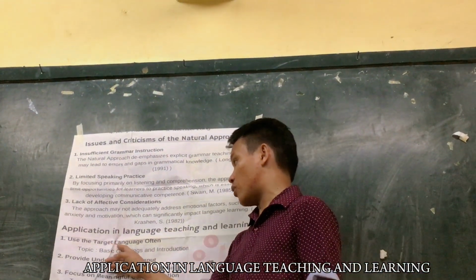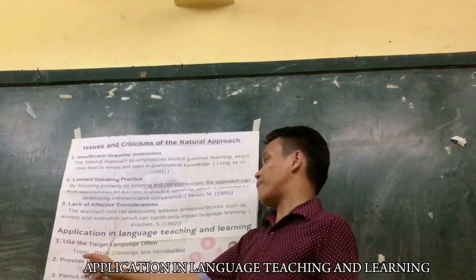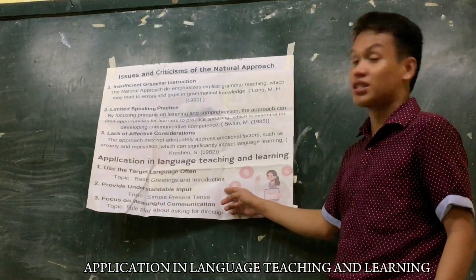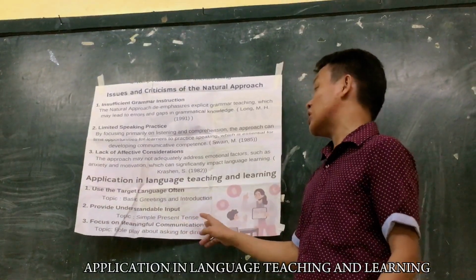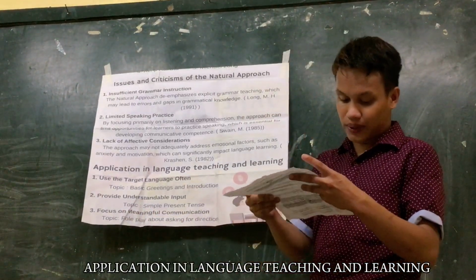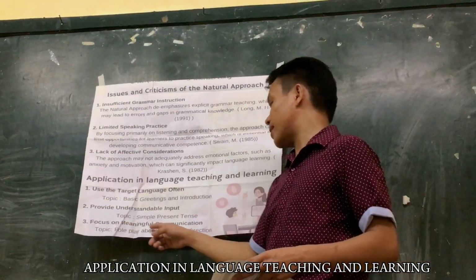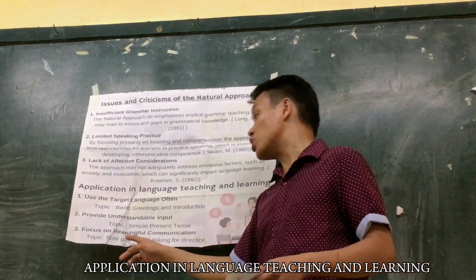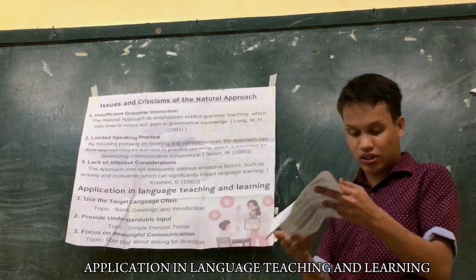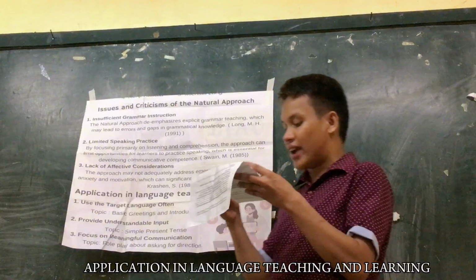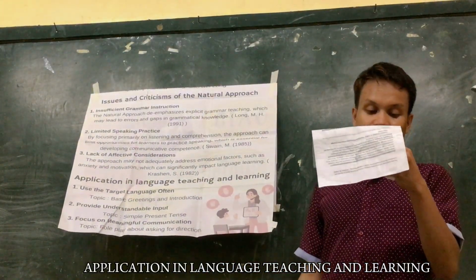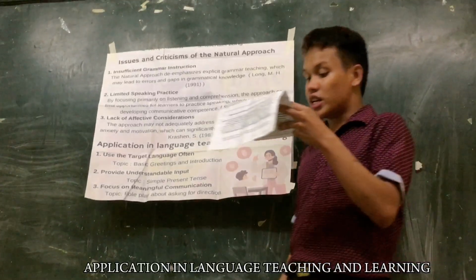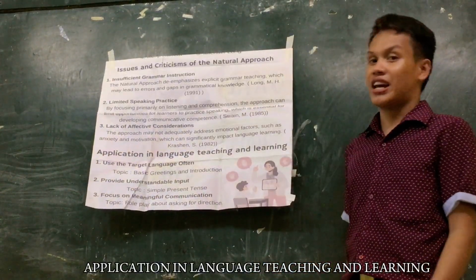So let's proceed to the application in language teaching and learning. First, use the target language often and start with basic greetings and introductions. Second, provide understandable input in the simple present tense. Third, focus on meaningful communication or role play about asking directions. Engage students in real-life conversations and activities like role plays and discussions. Set up a role play where students practice asking and giving directions. And that will be all.